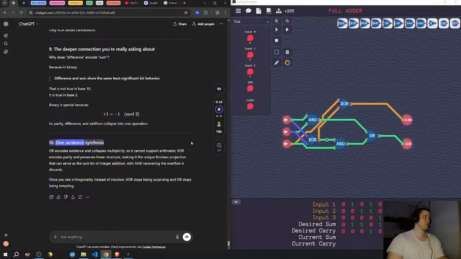10. One sentence synthesis. OR encodes existence and collapses multiplicity, so it cannot support arithmetic. XOR encodes parity and preserves linear structure, making it the unique Boolean projection that can serve as the sum bit of integer addition, with AND recovering the overflow it discards. Once you see orthogonality instead of intuition, XOR stops being surprising, and OR stops being tempting.